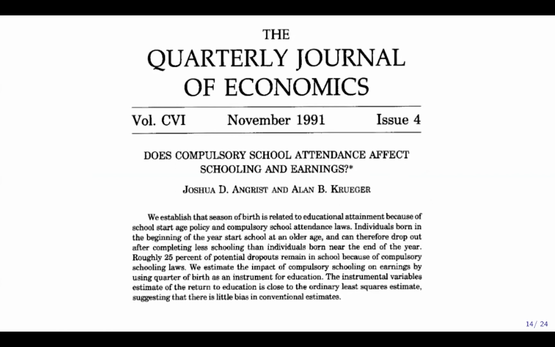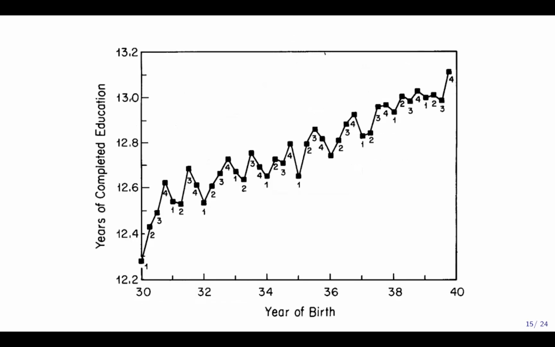The paper begins with a striking and surprising observation. In the US, at least, people born in the first quarter of the year tend to complete fewer years of education on average. So this figure plots average years of education by quarter of birth for US men between 1930 and 1940, using data from the 1980 US Census.